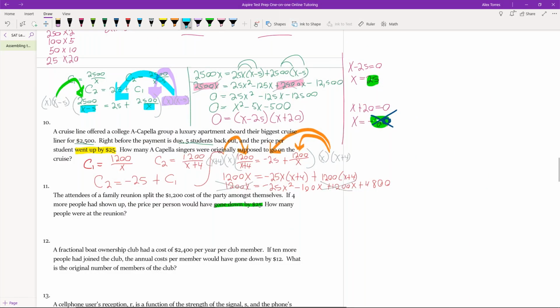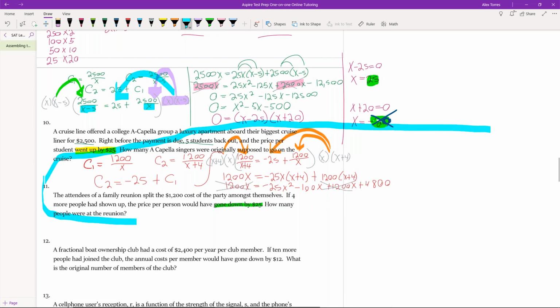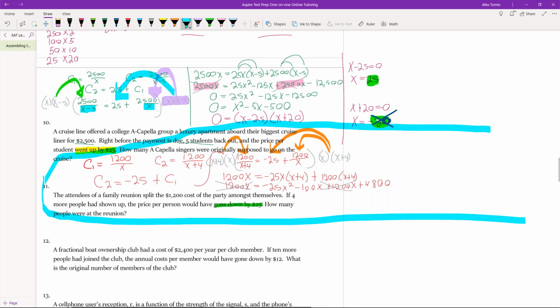With so much writing on the screen, I just want to make it really clear right now that we're talking about this problem here. So just rewriting, we've got 0 equals negative 25x squared minus 100x plus 4800. And I'm going to go ahead and divide both sides by negative 25. So you get x squared plus 4x minus 192.